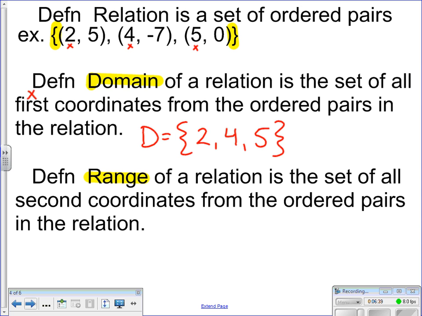Third is the range, and the range is the set of all the second or y coordinates. This example above, 5, -7, and 0 are the y coordinates. So to list the range, put the numbers from smallest to biggest, -7, 0, and 5. And that's how you list the range. Smallest to biggest, just like the domain. Okay, next.